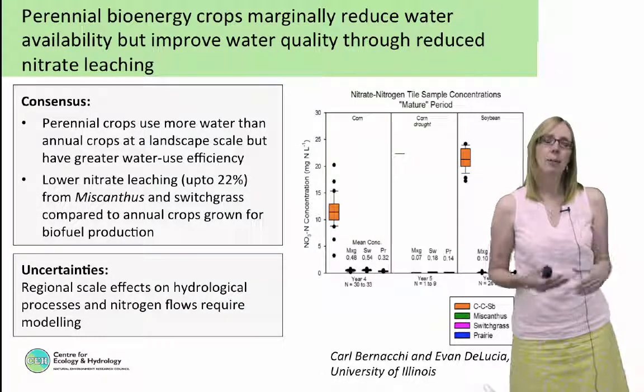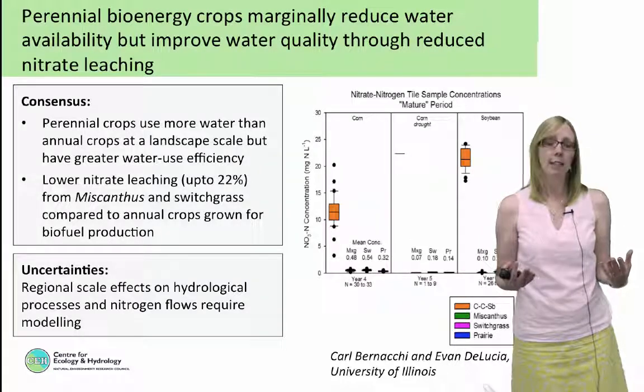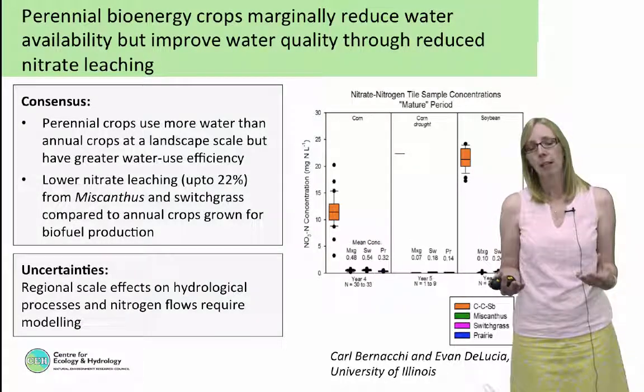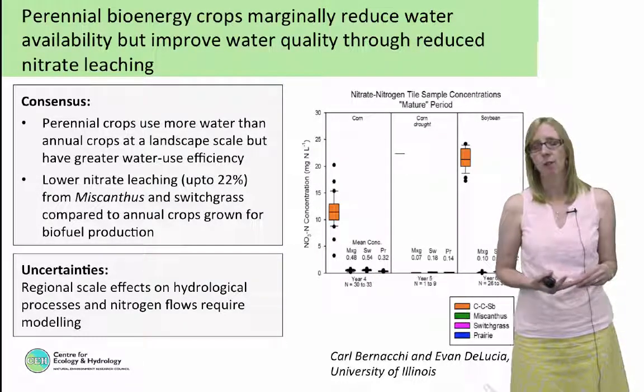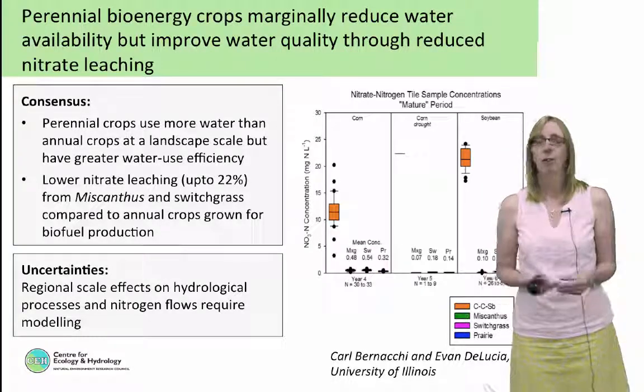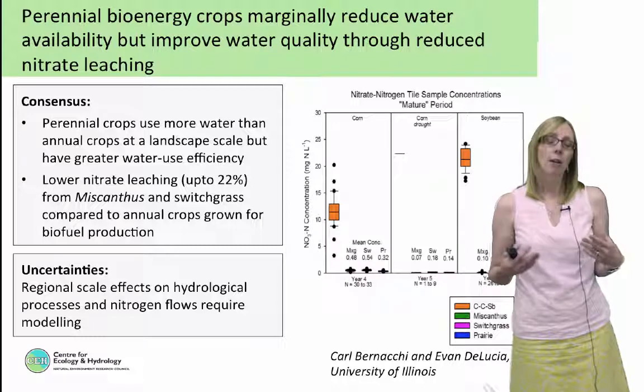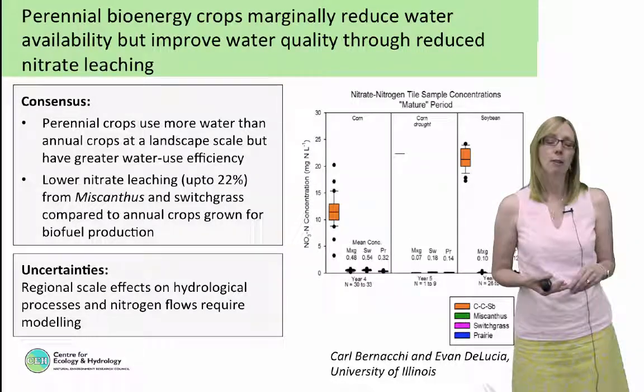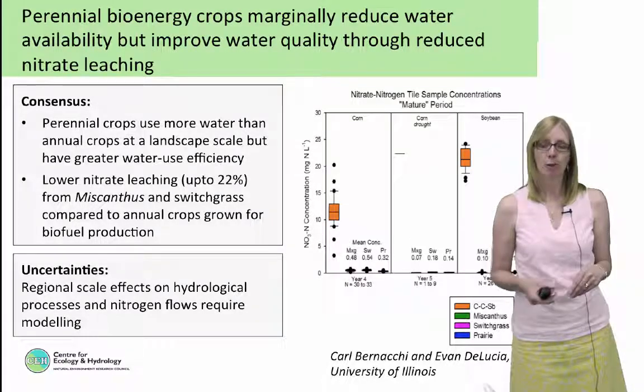And so they're working now to estimate what the benefits are at a landscape scale through regional modelling of hydrology processes and nitrogen flows. Because nitrogen leaching and the indirect nitrous oxide emissions are a real issue for agricultural systems which could be mitigated by these crops.